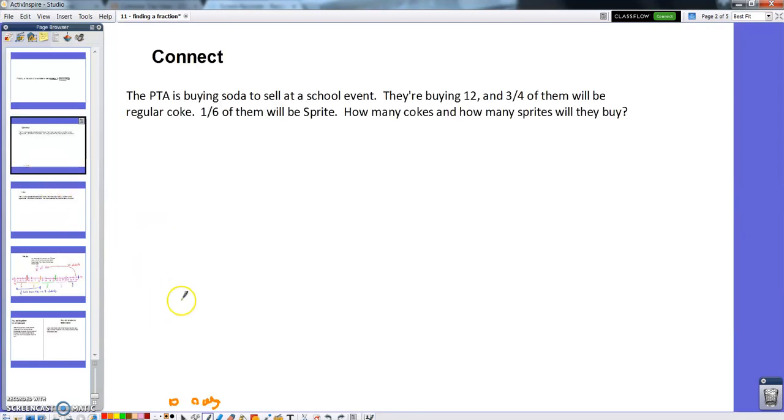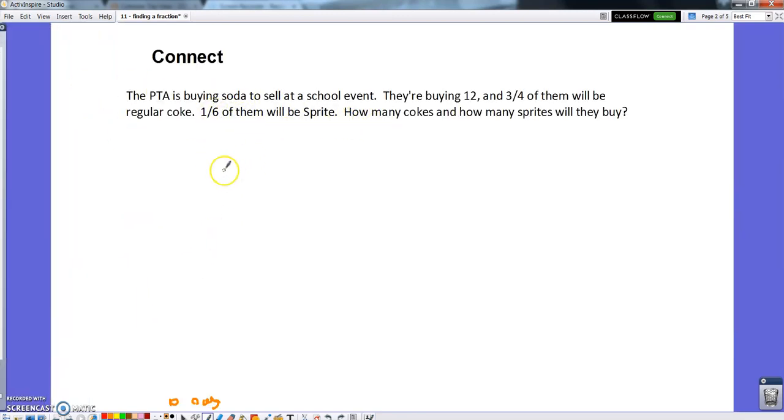So I'm going to change this up a little bit. We've done this problem first about the PTA buying soda, and they're buying 12. And they were buying 24 the last couple times we did it. Just to simplify this a little, I switched it to 12. And we've done this a couple of different ways.